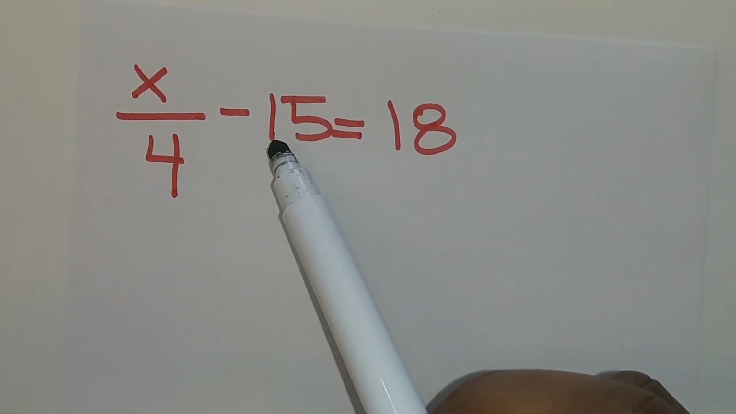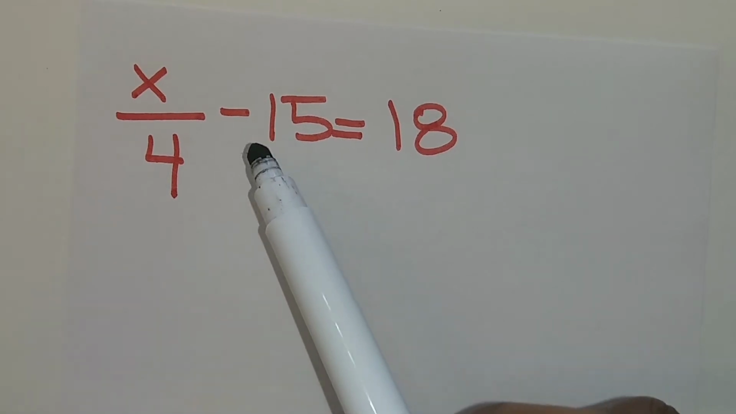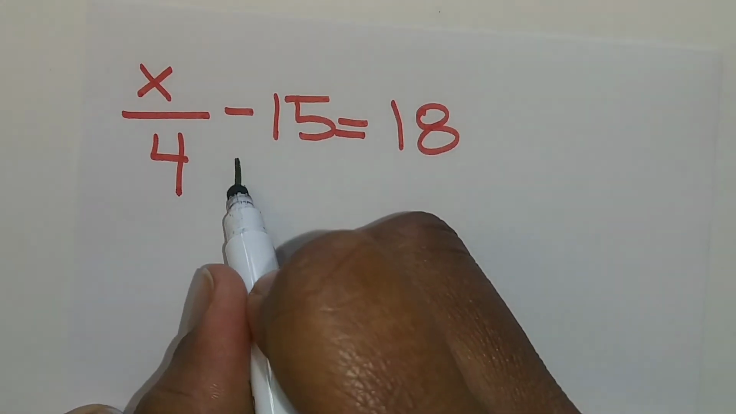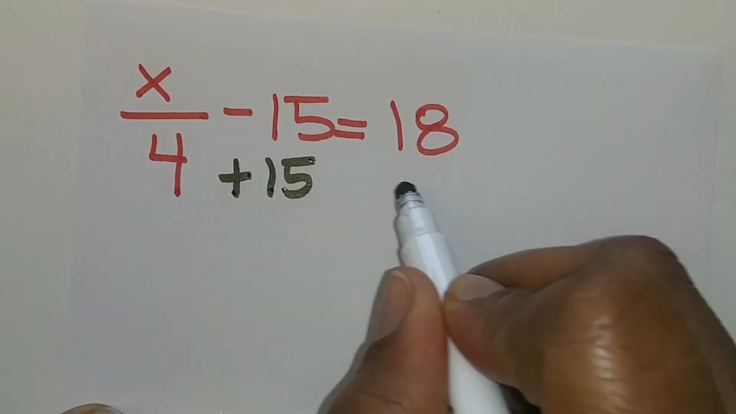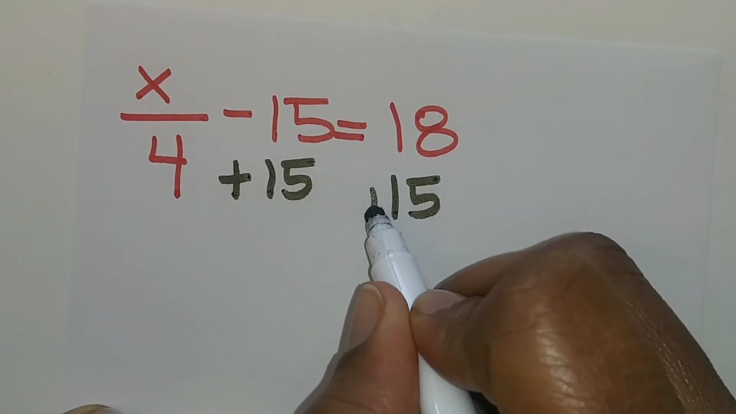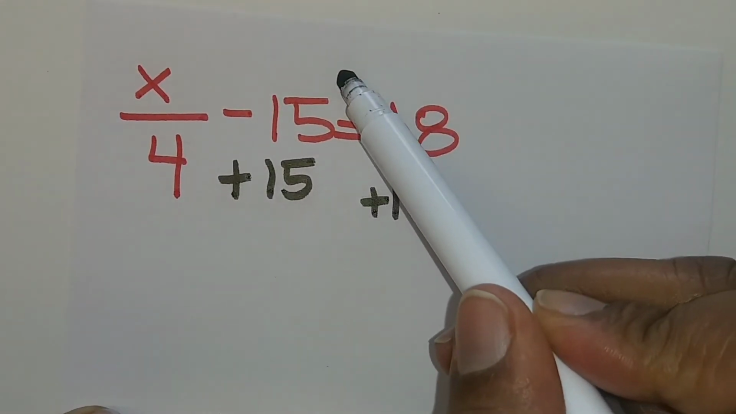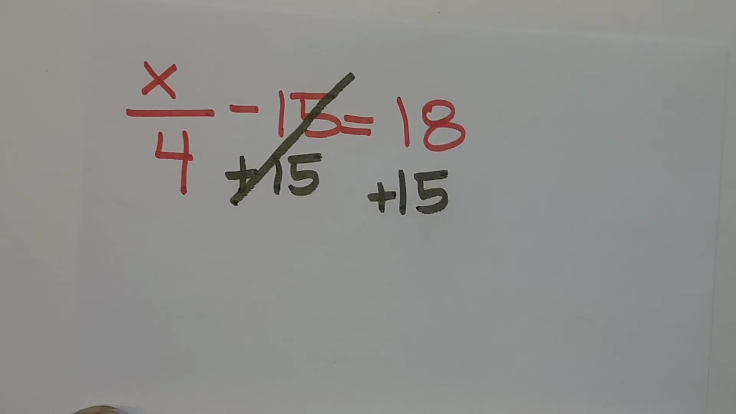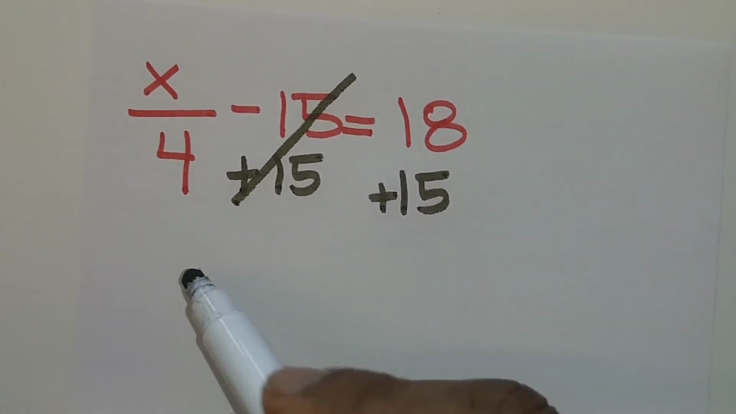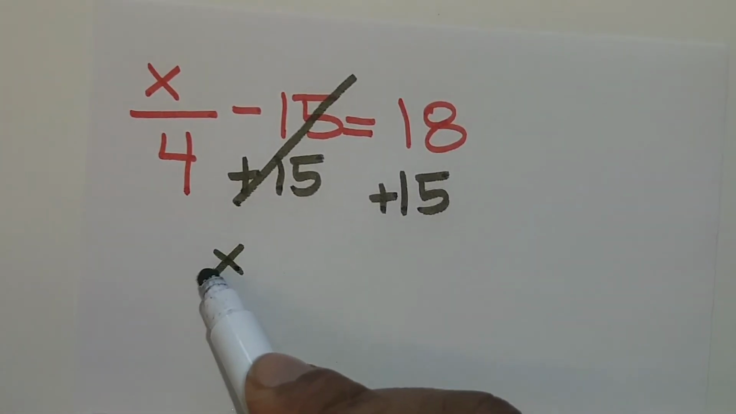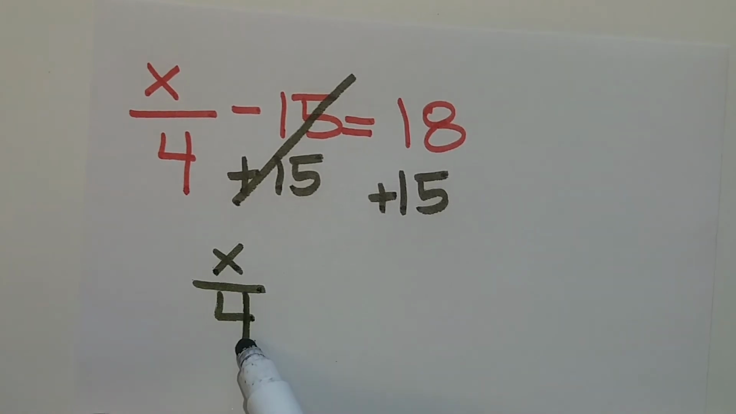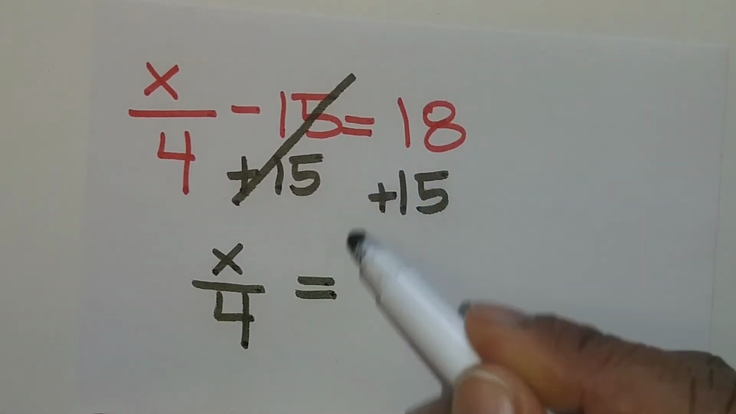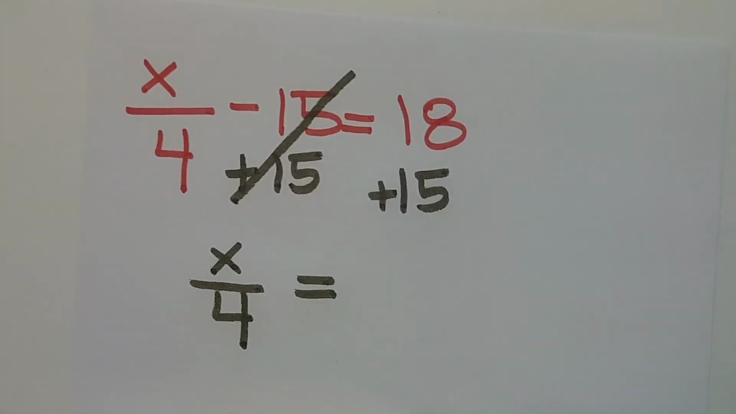In order to undo -15, I need to add 15 to the left and add 15 to the right side of the equation. It must stay in balance. These are called additive inverses. They equal 0. On the left, I'm left with x divided by 4. It's the same as, bringing my equal sign down, 18 plus 15.